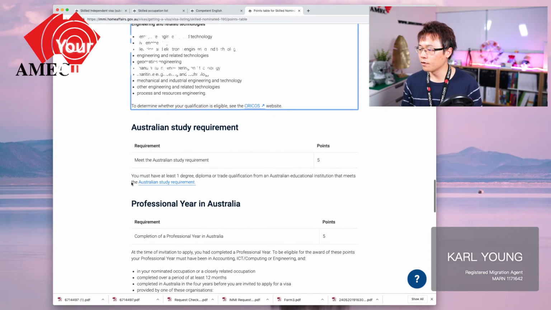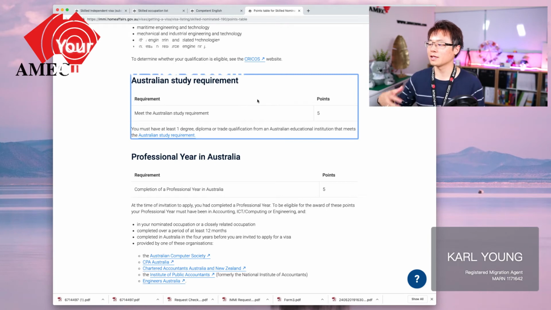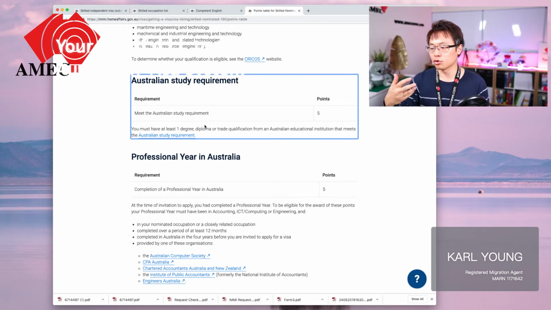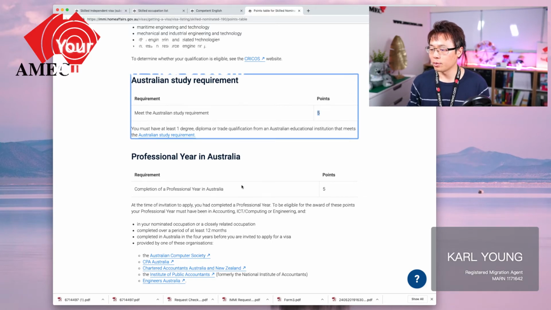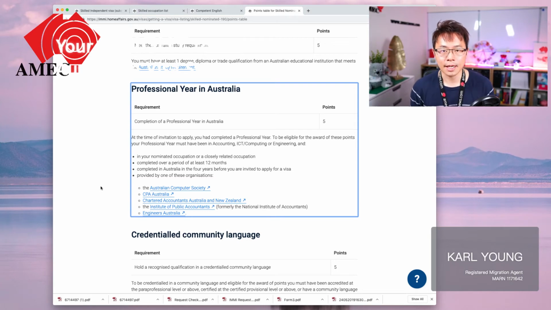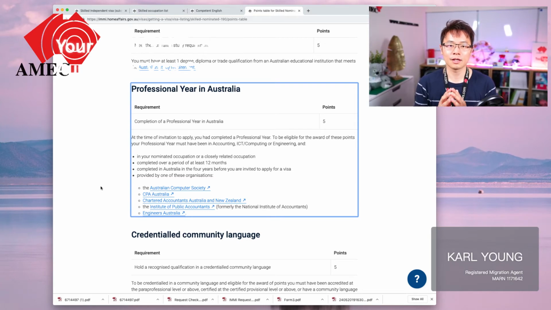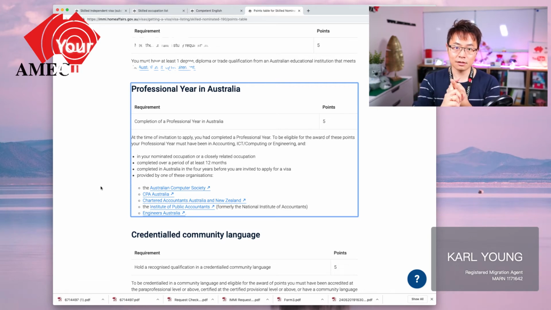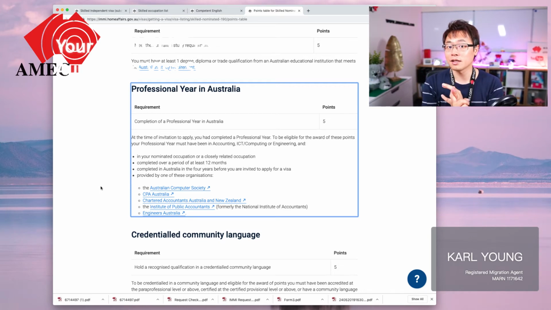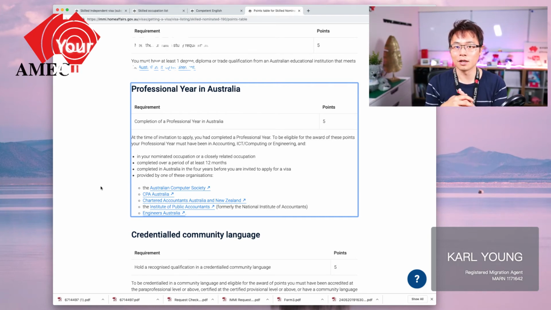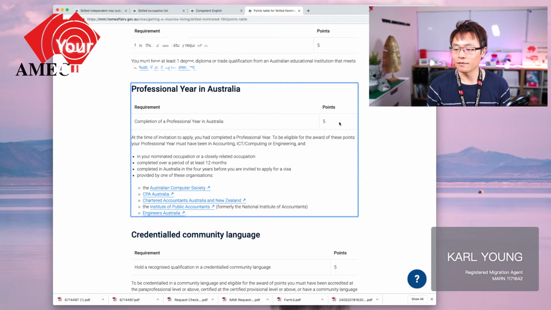Okay. Now, further down, study requirement. If you're studying in Australia for more than, I believe that's 2 years, you get that 5 points. Now, professional year, what is that? Professional year is the year that you're enrolled into specific institutions after graduating from accounting, engineering, or ICT. If you're getting into these professional year courses for a minimum of 1 year, you get that 5 points. Obviously, you need to complete the whole course.